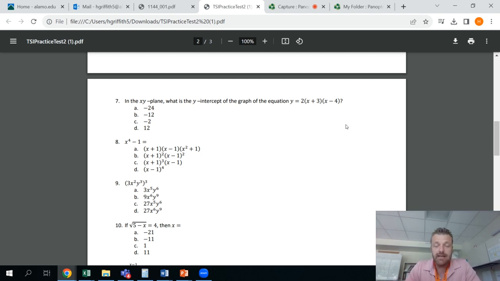Now, the worst thing you could do here is actually multiply out these binomials. You will get a quadratic equation. This is just going to be a parabola. You could find its y-intercept. However, it's much simpler to do this by just recognizing that the y-intercept of any graph, you cross the y-axis when the x-coordinate is 0.